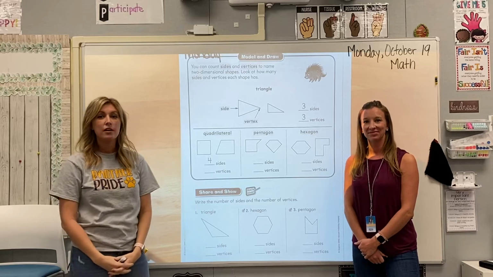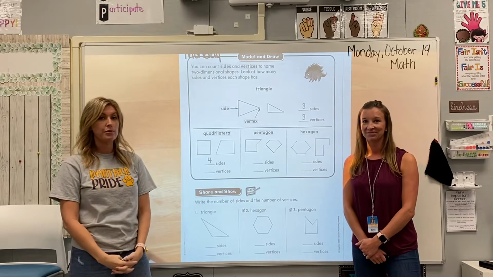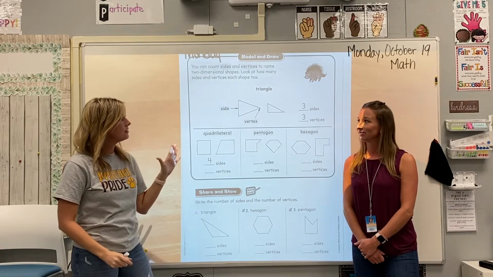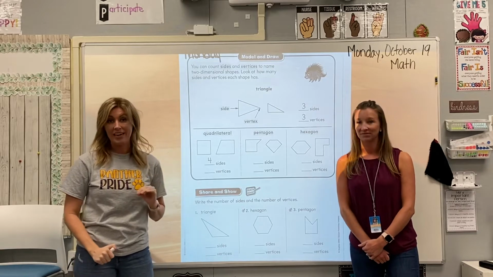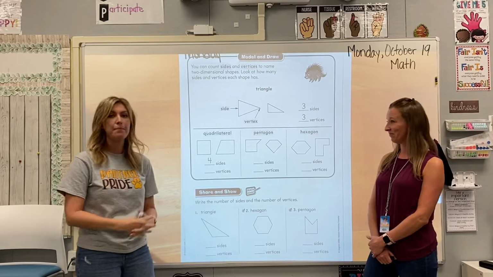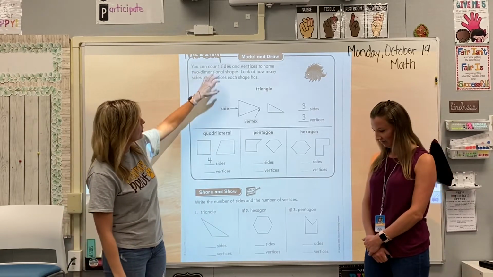Hi, second graders. We're here with another week of geometry, learning about shapes, and we are going to be talking about sides and vertices today with polygons. So we're talking about 2D shapes. Okay? All right, let's go ahead and start by looking at the top of our worksheet here.